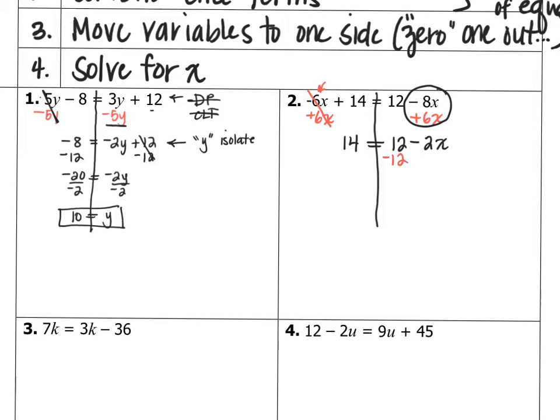So subtract 12, that zeroes out. 14 minus 12 is 2, is equal to negative 2x. Don't forget that minus does belong in front of the 2. Divide both sides by negative 2 to get that x is equal to 2 divided by negative 2, or negative 1.